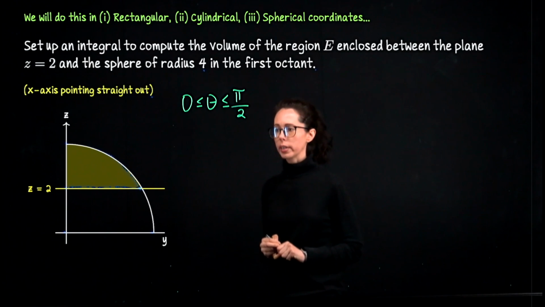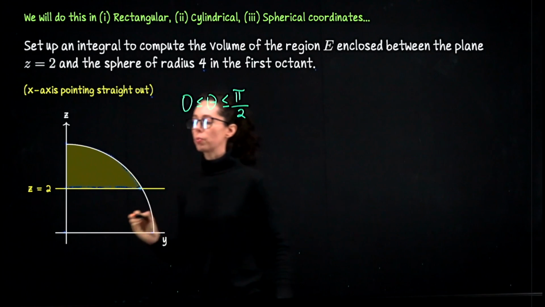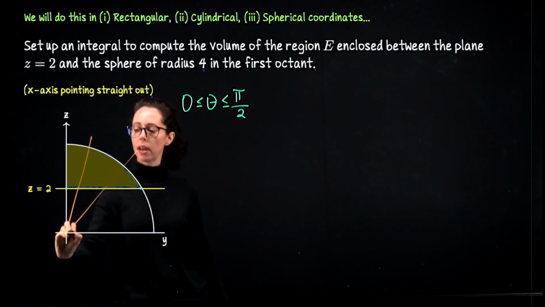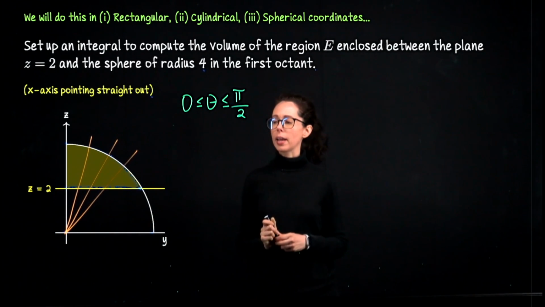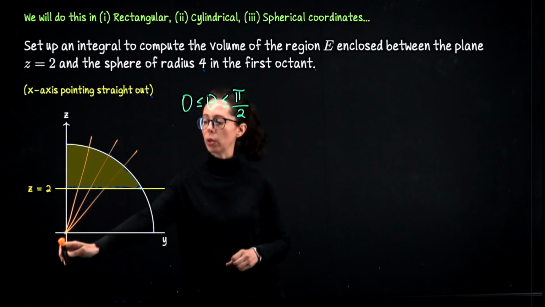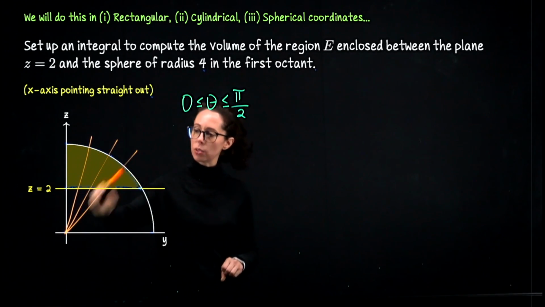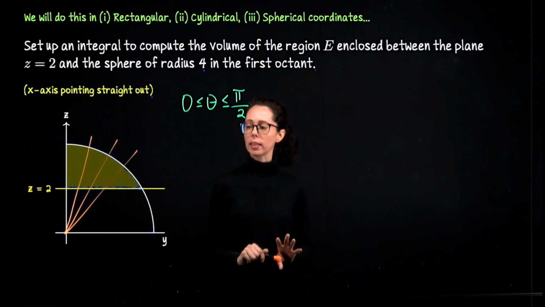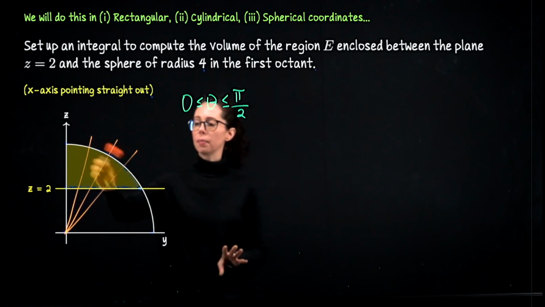For the other two coordinates, phi and rho, I recommend drawing rays that start at the origin and radiate outwards, cutting through the solid. We want to describe rho in terms of the distance points in this region take from the origin. Phi is like the angles that these rays make with the positive z-axis as we rotate down through the region. Okay, let's tackle these one at a time. I think the easier of the two is phi.